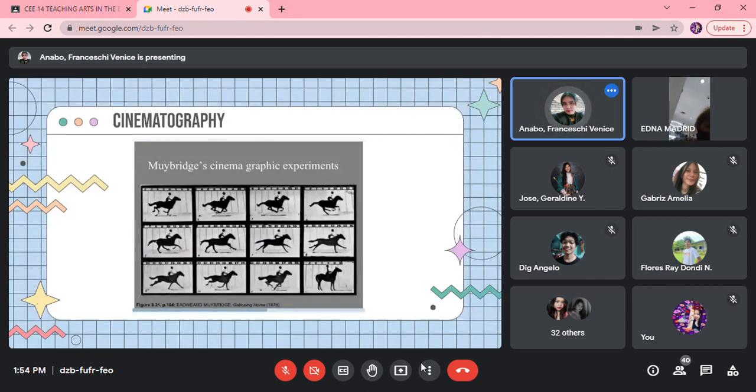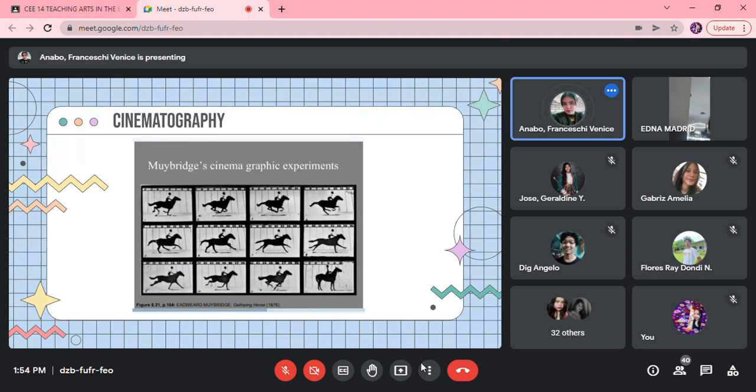So there are 12 pictures dyan kung saan may tao na nakasakay sa horse. Tapos pagkasamahin yung 12 pictures na yan sa, let's say, sa loob ng 2 seconds, then it will make an illusion na natakbo yung horse. So gumagalaw siya. So that is motion pictures.